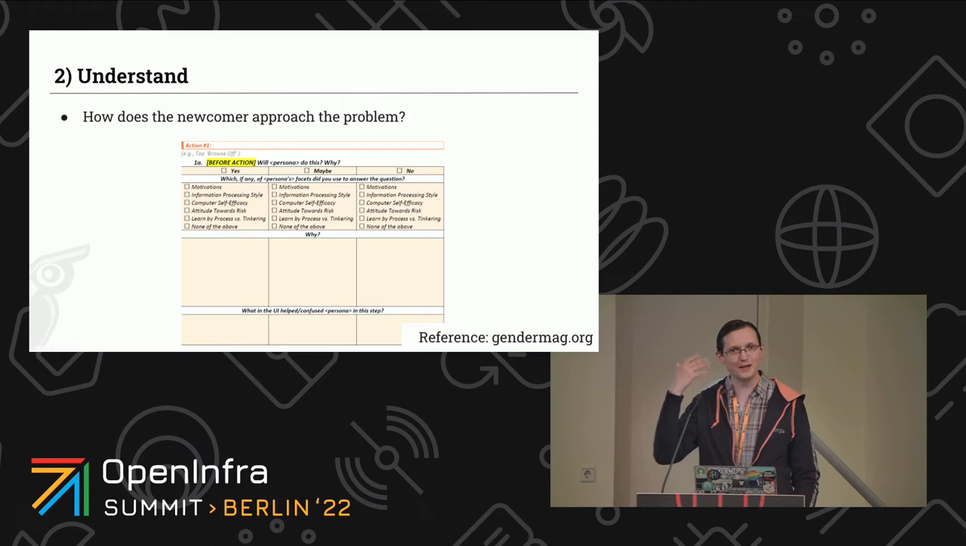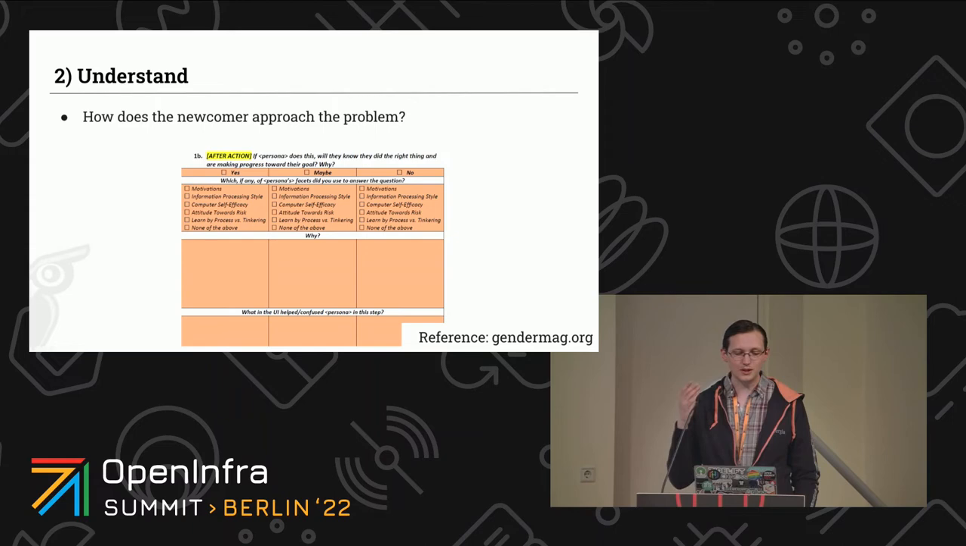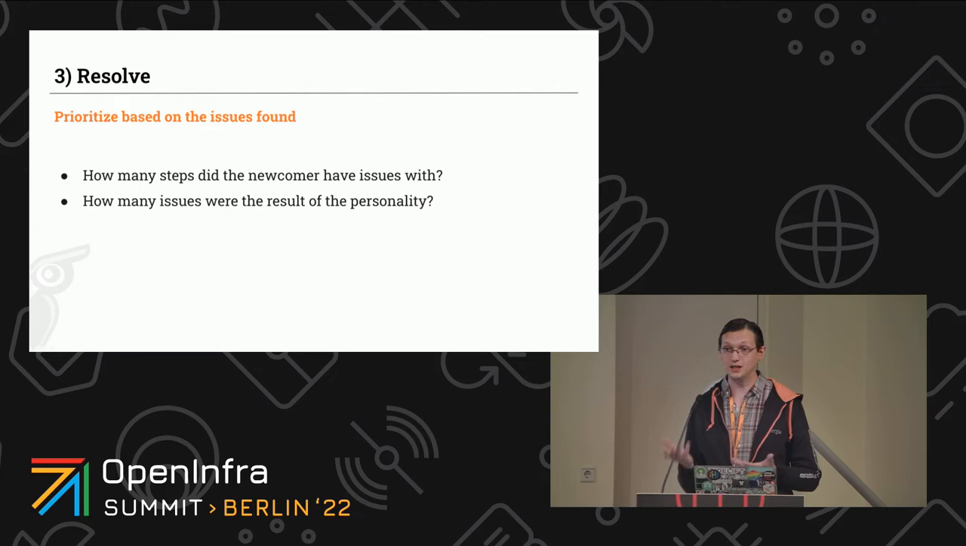So we described that. First, are they even figuring out what the action is? And then once they take that action, do they get the confirmation that what they did had the effect they wanted? So is the feedback loop working in our process, in our documentation, in whatever they're using? And then we can prioritize fixing any bugs that we find along the way.